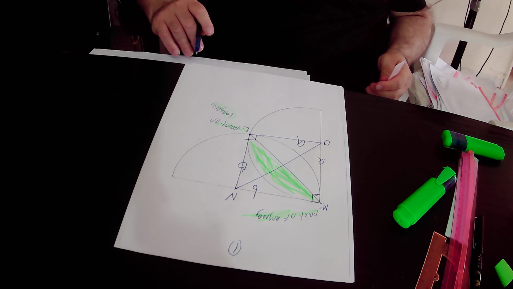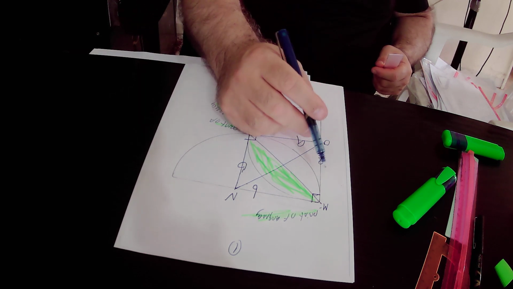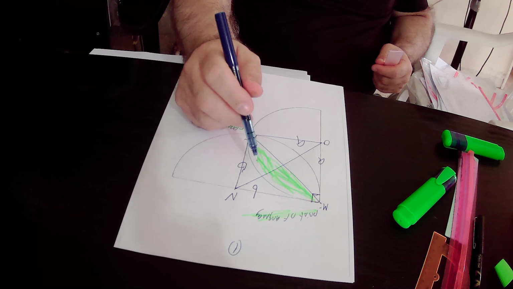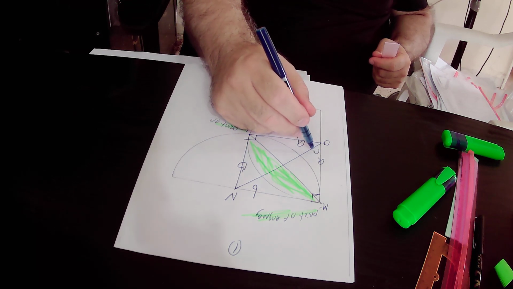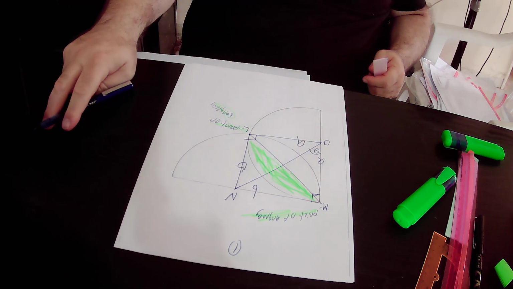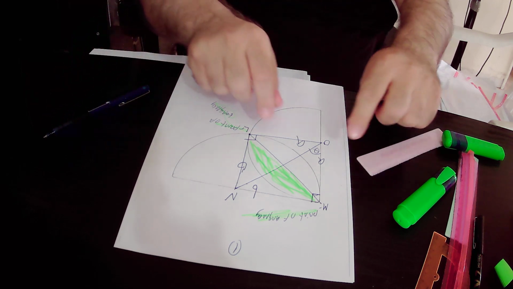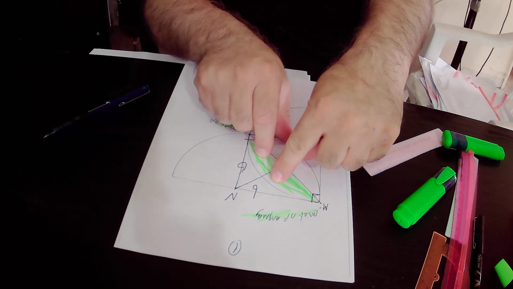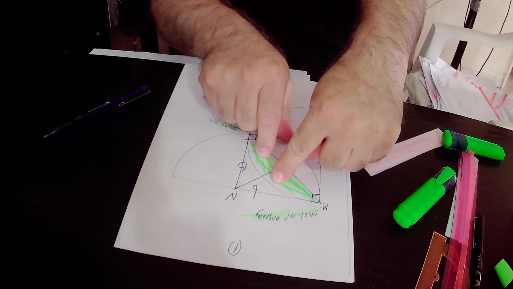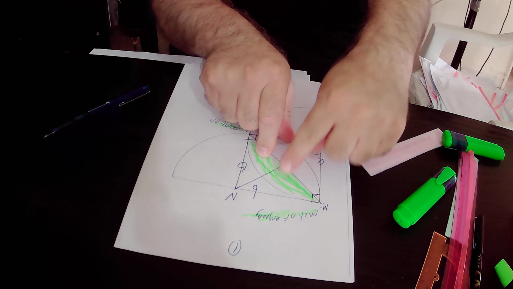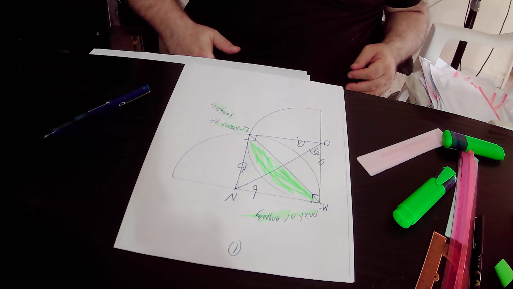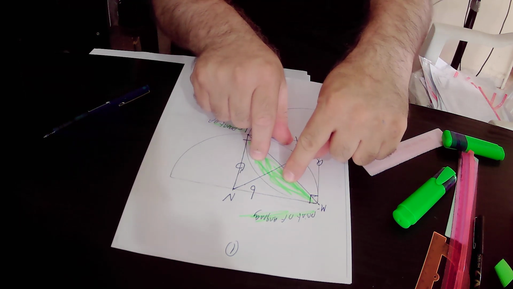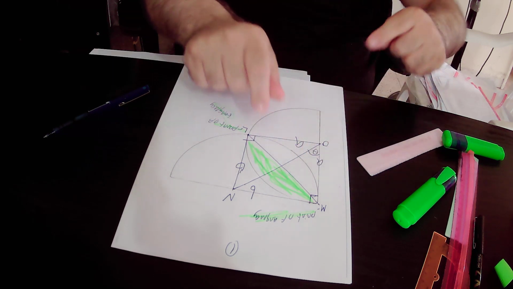So here we define angle MON as theta. Those two triangles are congruent according to the side-side-side rule. I repeat again that those two triangles are congruent according to the side-side-side rule.